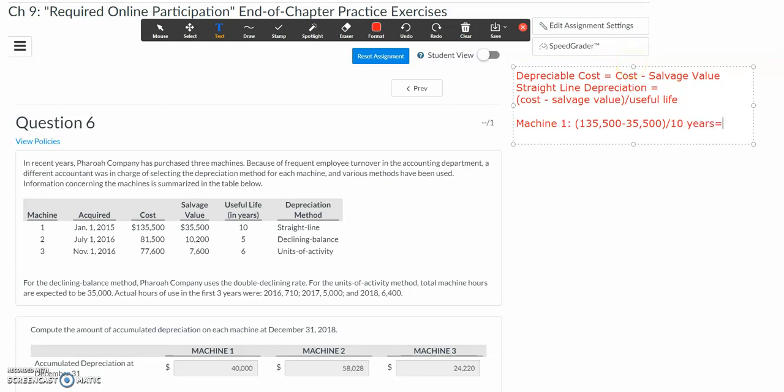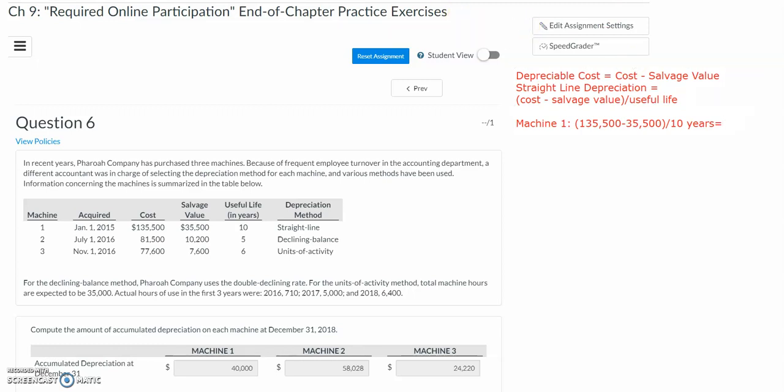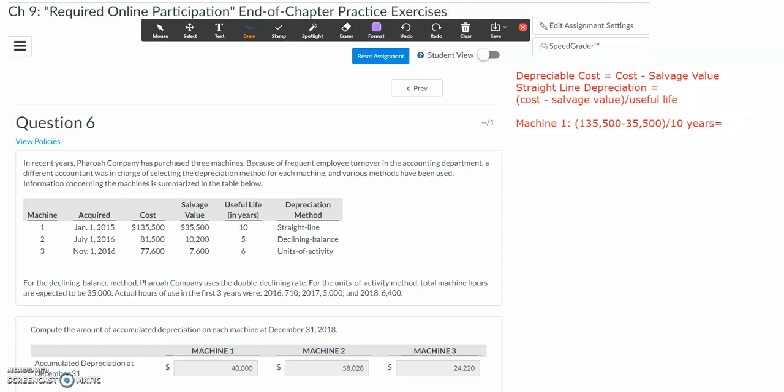So I'm going to give you all a moment to do the math here, which ends up being really easy in this particular problem because it's just going to be $10,000. And this is going to be our annual depreciation.